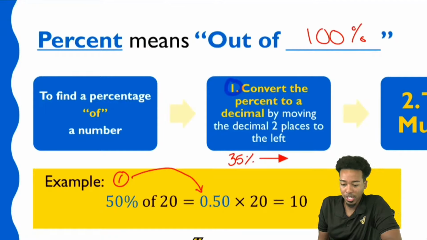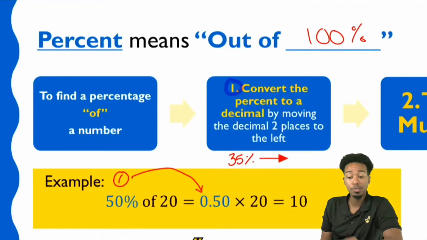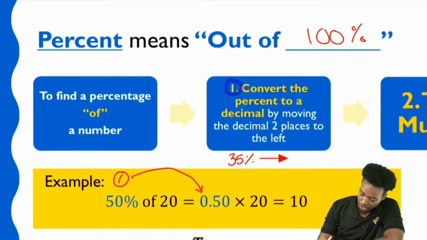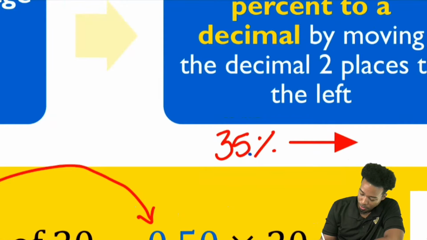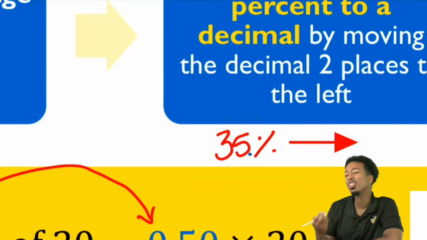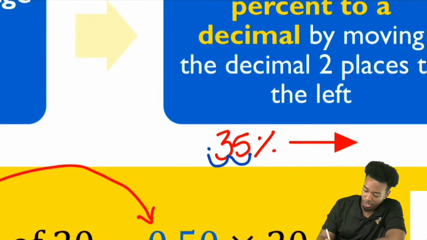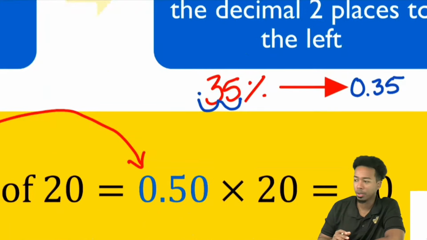So great. So I see a lot of us understanding that. Okay, move the decimal place 2 times to the left. So if we're taking a look at that 35%, this is what moving it 2 times to the left looks like. We'll go from here, 1, 2. That's 2 decimal places, leaving us at 0.35. So 0.35.